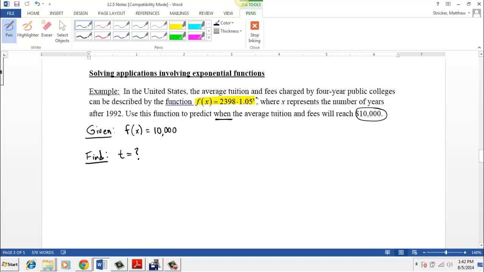In fact, we can compare this to the formulas we've been looking at. It basically looks like 2398, that's the initial tuition and fees in 1992, and then f of x, that's like our future P. So when we go to write in our formula here, we're going to have the future amount, that's what we're growing to, is equal to 2398 times 1.05 to the x power.